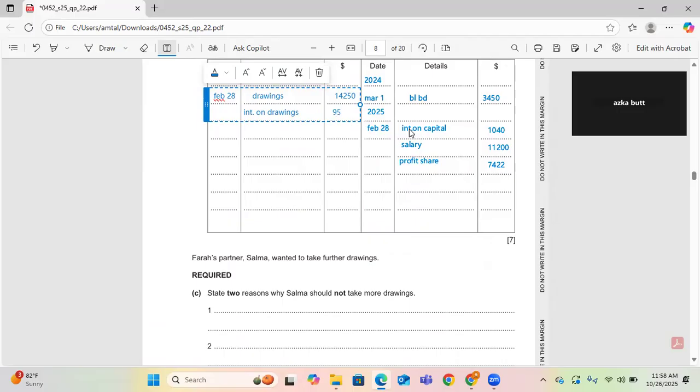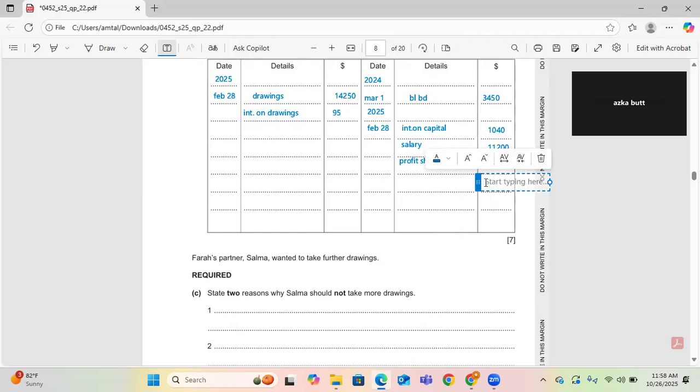Now we need to balance this. So the credit side is the heavier side, and let's add it: 3450 plus 1040 plus 11,200 plus 7422. So this is equal to 23,112. And deduct the debit side, 14,250 and 95.